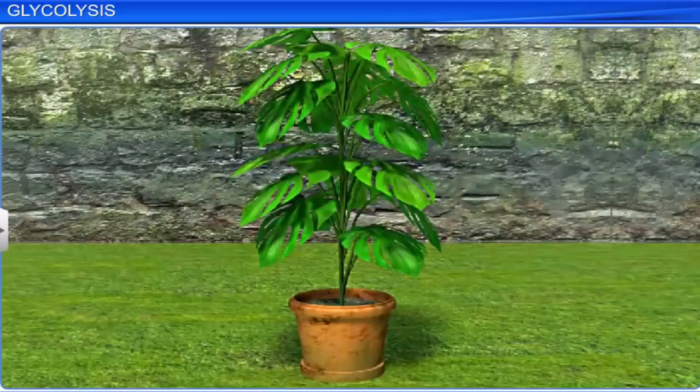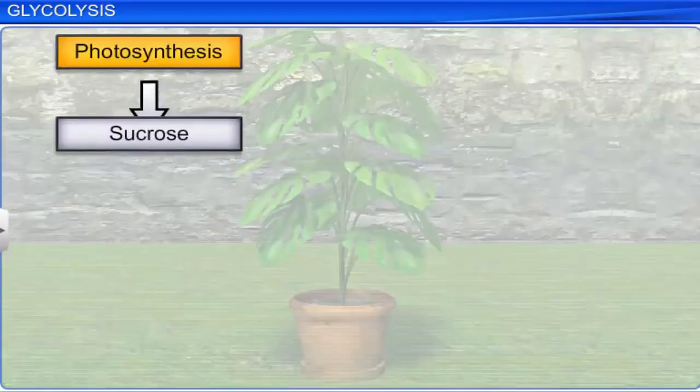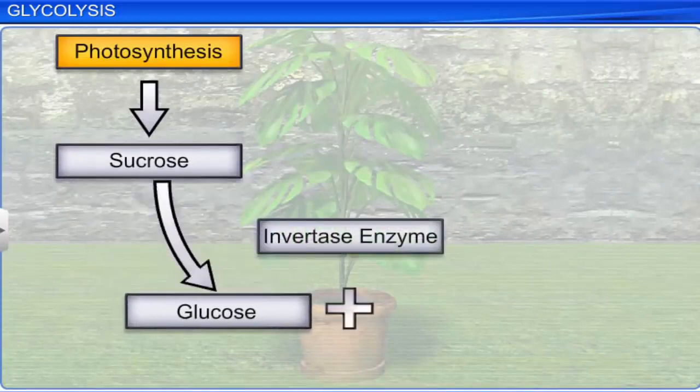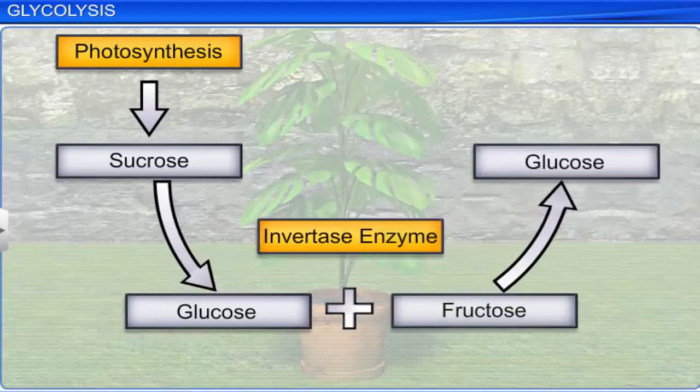In plants, sucrose, obtained from photosynthesis, is converted into glucose and fructose by the enzyme invertase.